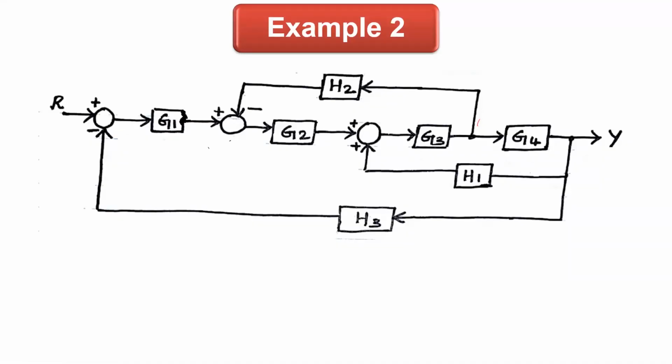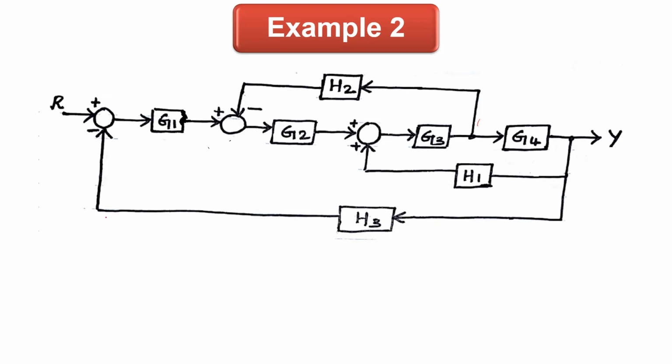So in this particular example, we will try to understand and reduce this to a single block that would contain the overall transfer function of the given system. Again, we will apply some rules of the block diagram reduction technique. To apply them, we need to check which rule we should apply to the given block diagram.